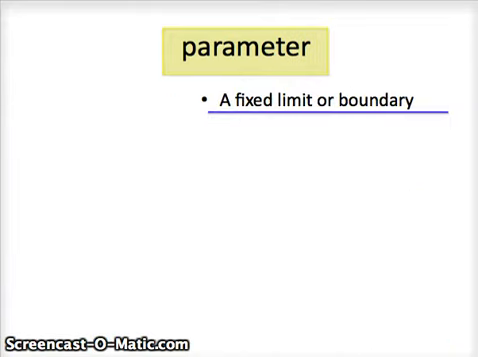Parameter, from the roots para meaning beside and meter meaning measure. A fixed limit or boundary. This is a noun. Stay within the parameters of the present budget.